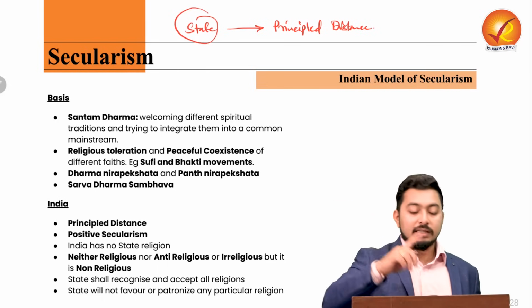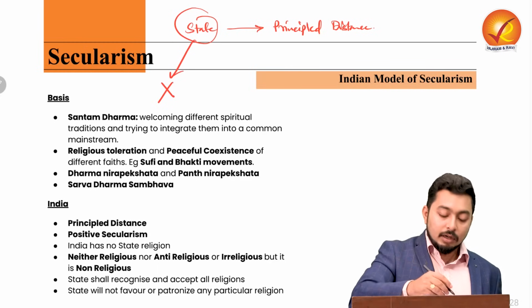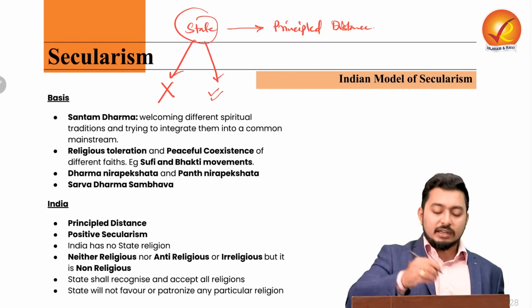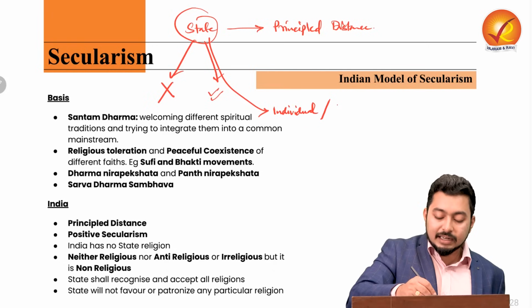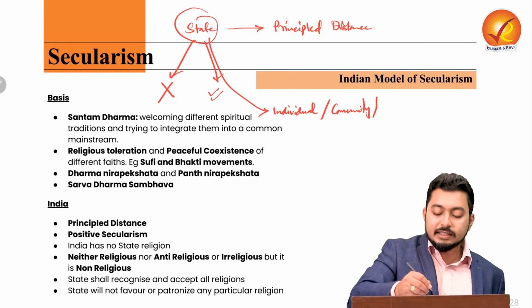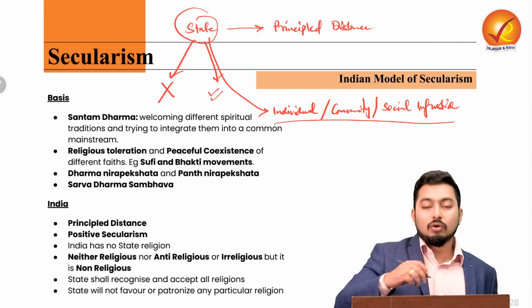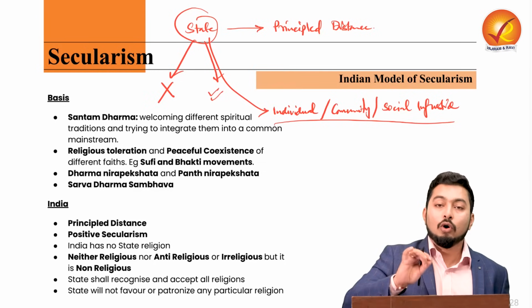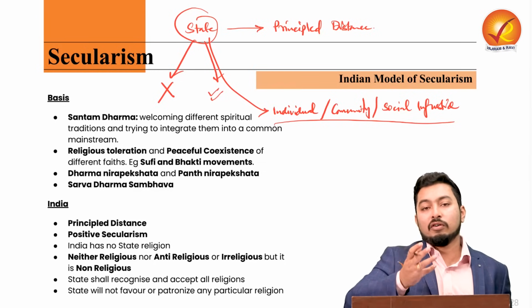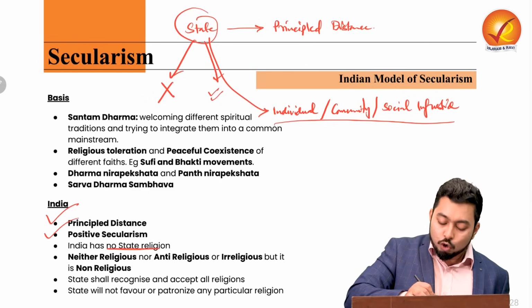So in the US model, we had arm's length. Here we have principled distance. That means in some matters, state will have no interference. But in other matters, it will interfere. And what are these matters? So let's say there is any religious practice which affects our individual rights, or it affects, let's say, community rights, or let's say it promotes social injustice. So religion or religious activities cannot be used to violate the basic rights, the fundamental rights, or to violate the basic structure, or to violate the constitutional morality, to say so the ethos of the Indian constitution. Right. So principled distance, positive model of secularism, and the state will have no religion.